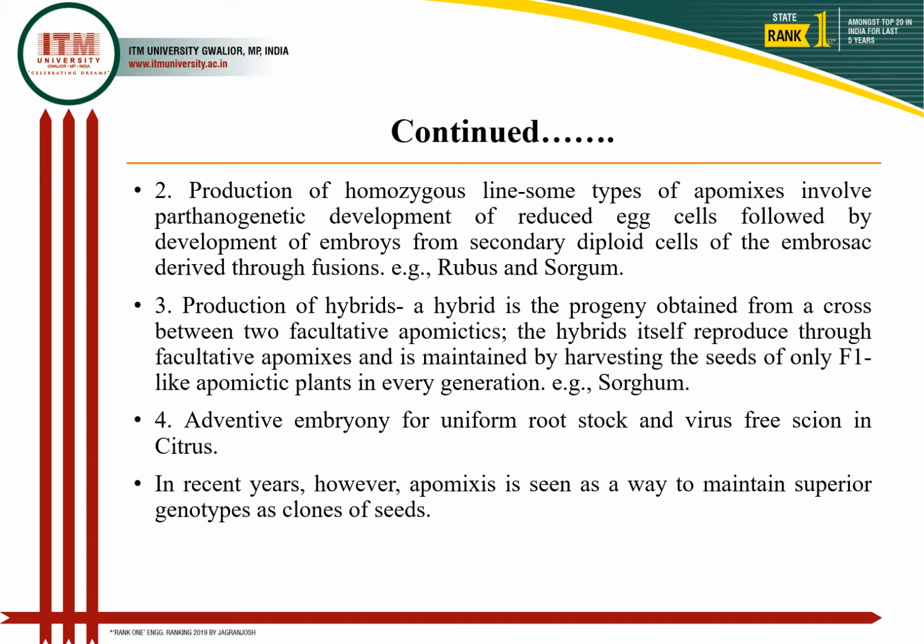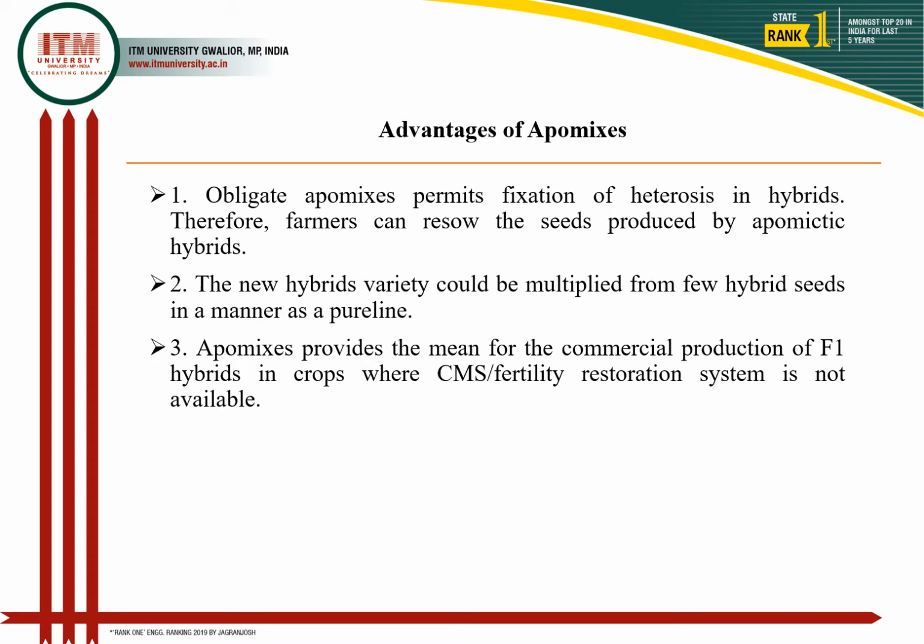Adventitious embryony can be used for uniform rootstock; we can develop virus-free rootstocks by using the adventitious embryony concept. This is one of the advantages. It is a good way, and it is now being greatly applied, either as introduced apomixis or natural apomixis, to maintain superior genotypes as clones through seeds, which is not possible through the normal development of seeds by sexual reproduction. This is the advantage and the recent application.